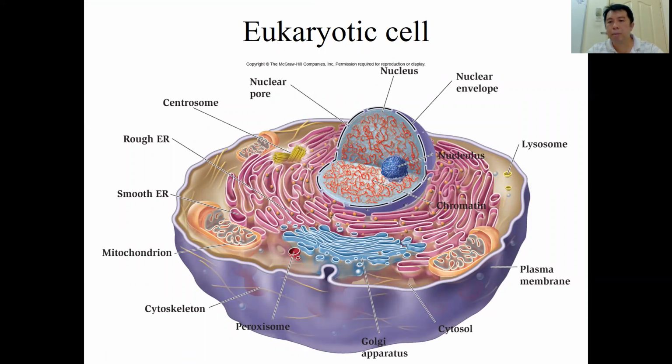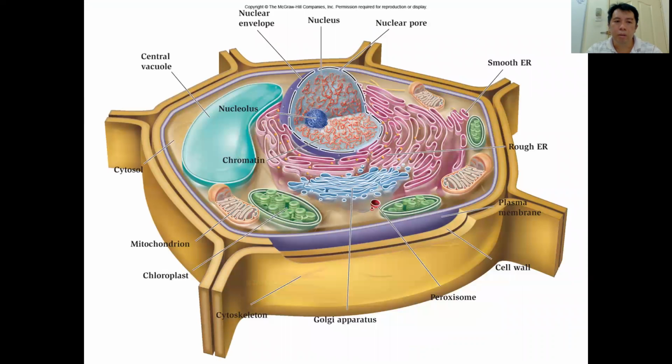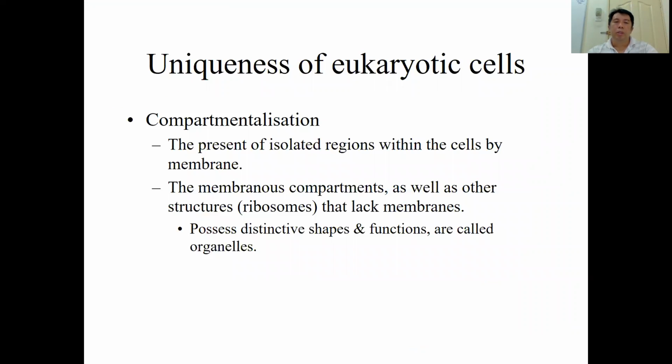Okay, eukaryotic cells. I think you are quite familiar with the eukaryotic cell, so I don't want to explain in detail here, because in the next subtopic you will study each of these organelles, their structure and their functions, in detail. For example, this is the plant cell. You already know the prokaryotic cell, so now we look at the eukaryotic cell.